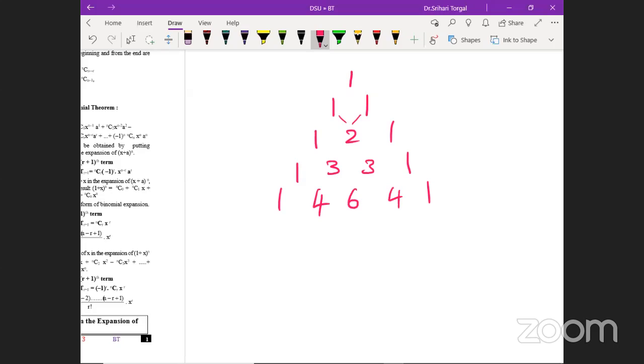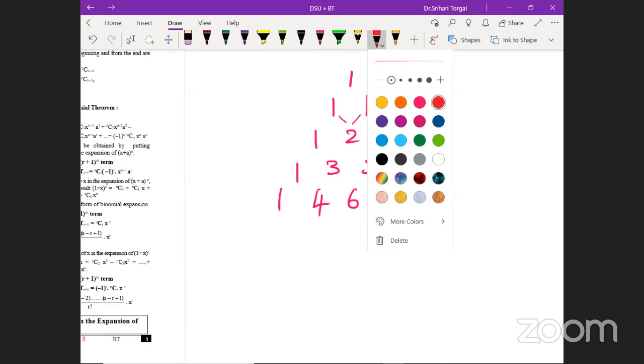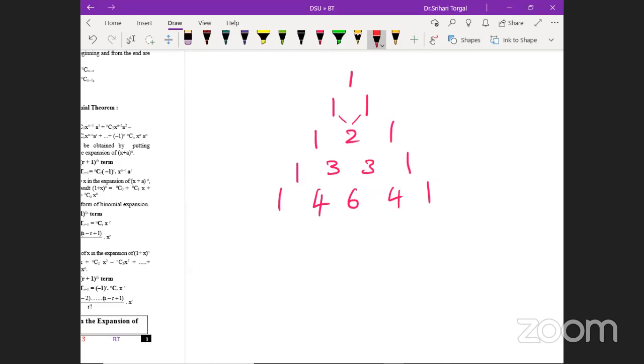10, 5, 1, 1, 6, 15, 20, 15, 6, 1, 1, 7. Up to 10. If you know all these numbers, then this will be very easy for the calculation of binomial terms. That will be very easy to identify and simplify. Yeah. Let me write all the numbers here.